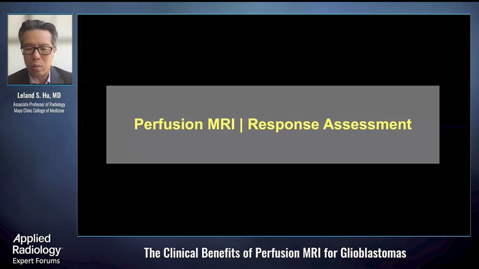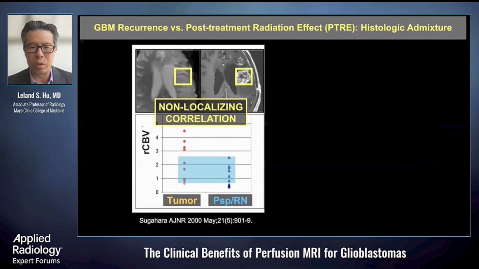And so it is a really common problem for us to try to differentiate, again, tumor growth, which represents a failure of treatment, versus post-treatment effect, which actually is a sign of treatment success and has a good prognosis. And the challenge is that a lot of times they can be histologically admixed even within the same lesion. And so that runs into some challenges.